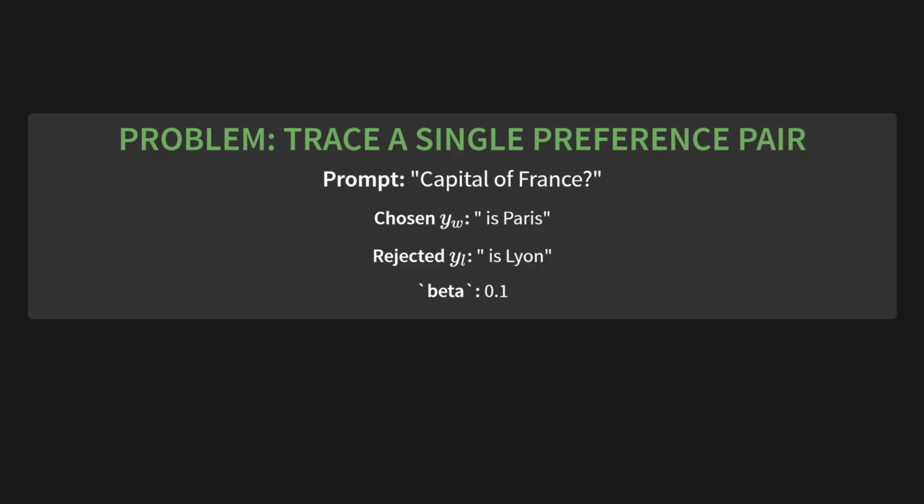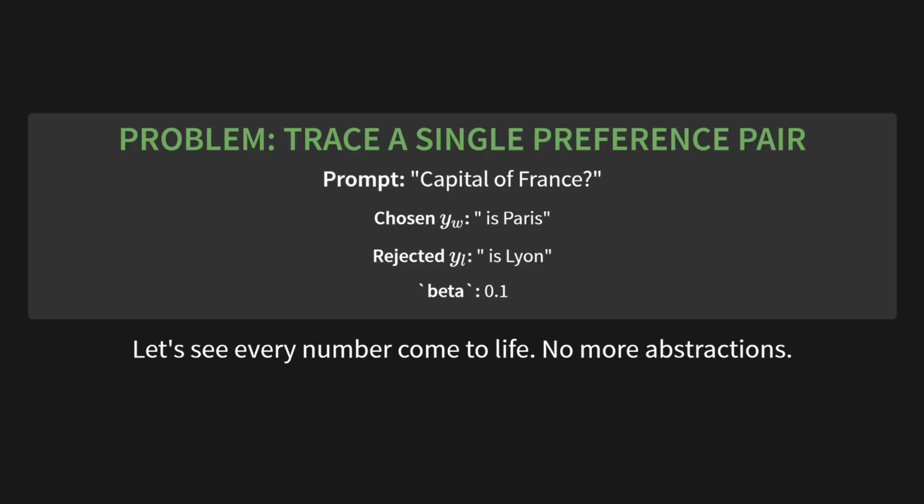Okay, theory is one thing, but let's see the numbers. Let's make this real. Problem: trace a single preference pair. Our prompt is "capital of France." The chosen response, y_w, is "Paris." The rejected response, y_l, is "Lyon." And we'll set our beta to 0.1. Let's see every single number come to life.